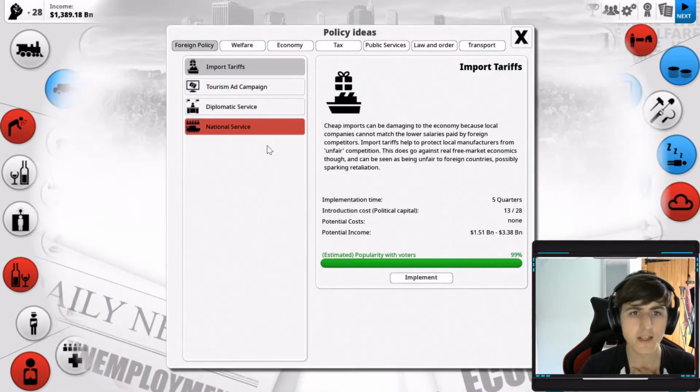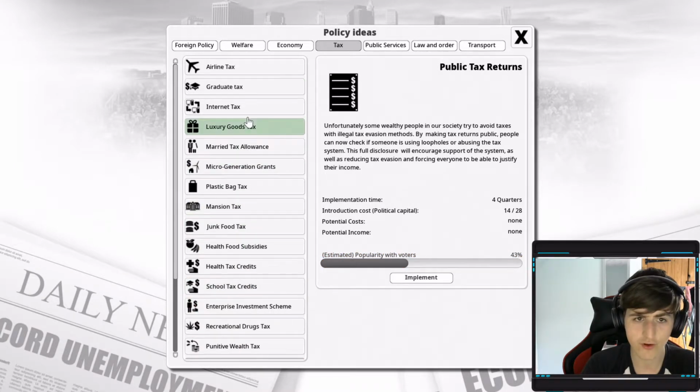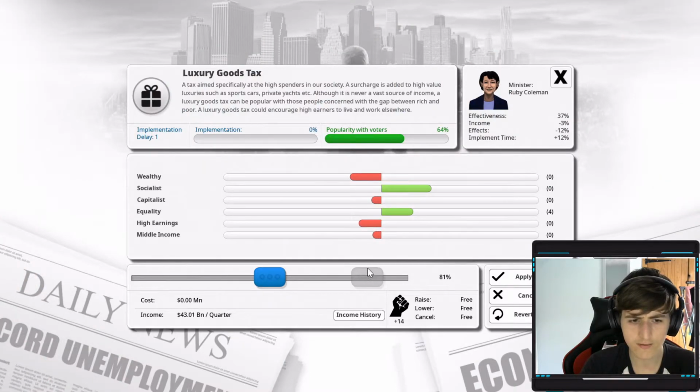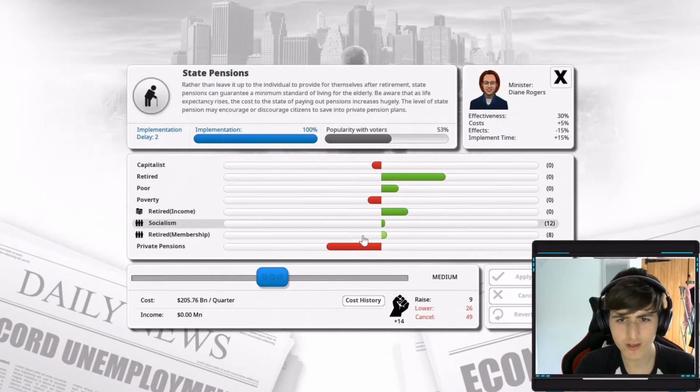There is a tax that could have been put in. Here we go, we've got even more taxes now. Punitive wealth has dropped again, so luxury goods tax is popular. It will only give us about 47 billion. So we'll put an 80% luxury goods tax, which will very, very much annoy the wealthy. And we need to improve this deficit and also reduce this expenditure.